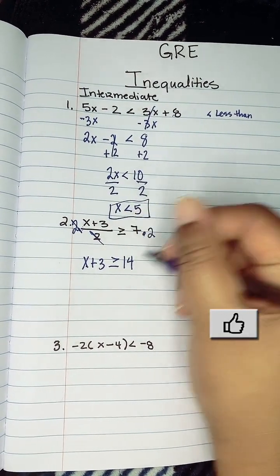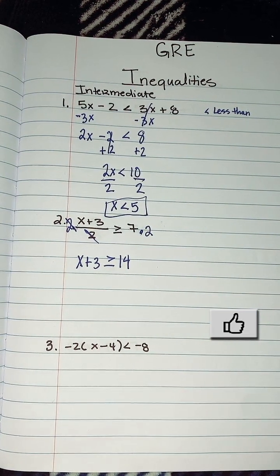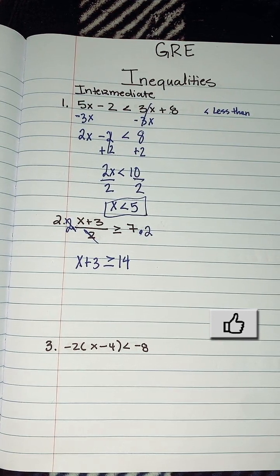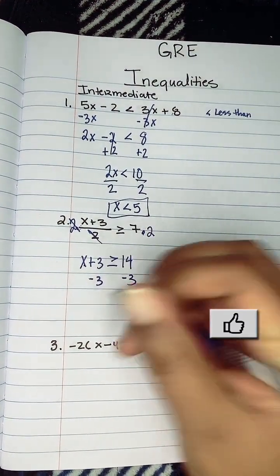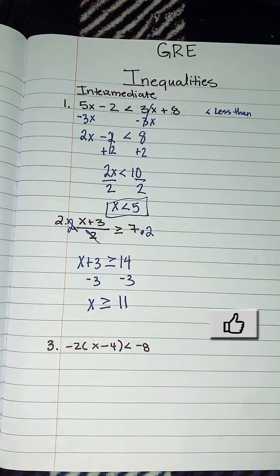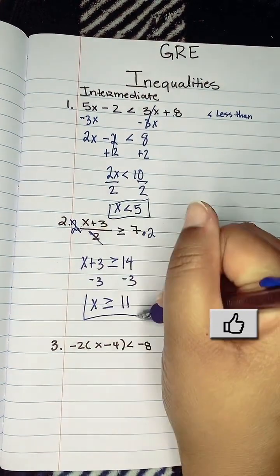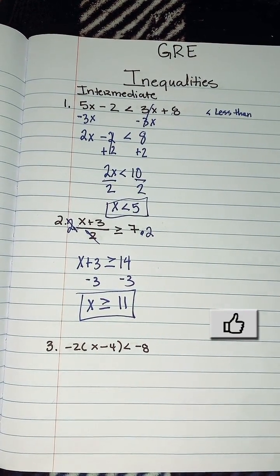Can I see in the chat, how do we get x by itself? What do we have to move? Beautiful. Winner said x is greater than or equal to 11. I love it. Good. Maya said minus 3. Perfect. So we're going to minus 3 because we're doing the opposite of addition. And we have x is greater than or equal to 11. So this is our answer.